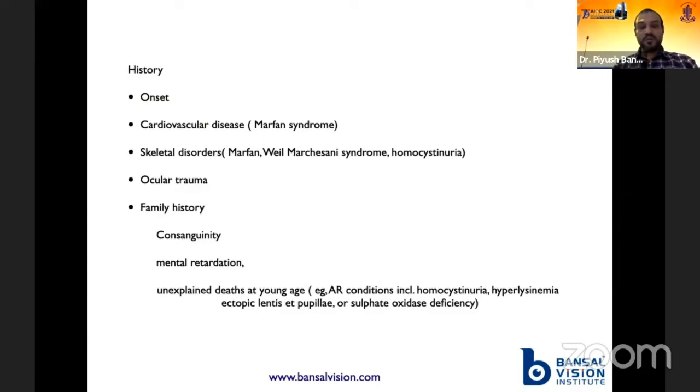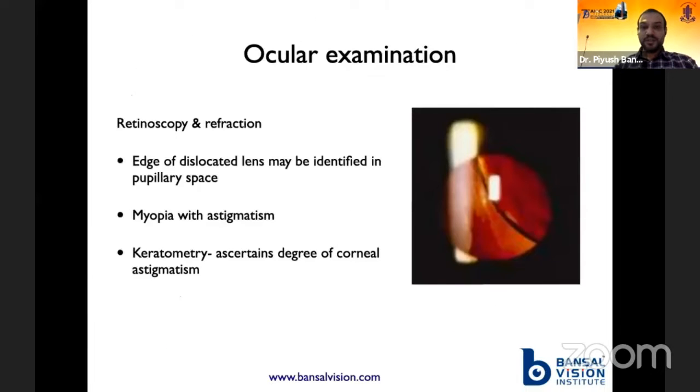Now, it's very important to note down the history, the onset, whether there is any associated cardiovascular disease or skeletal disorders, any history of ocular trauma, any family history with details of consanguinity or mental retardation, or unexplained deaths at a young age, which can be associated with systemic conditions.